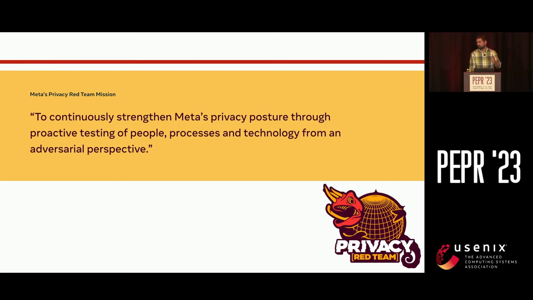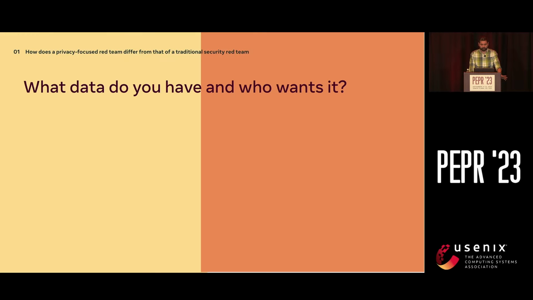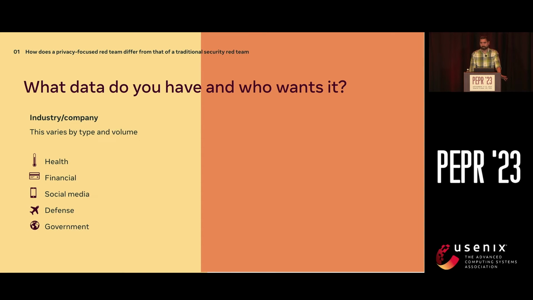Okay, so we got this focus on an adversarial perspective. Well, who the heck are our adversaries? For this question, I just have two simple questions that you can answer to figure out who your adversaries are. What data do you have, right? This is going to vary wildly by what industry you're in. And there's going to be responsibilities for protecting the data that you have in your specific industry. If you're in health, for instance, you might be subject to HIPAA. If you're in social media, you're subject to other constraints.